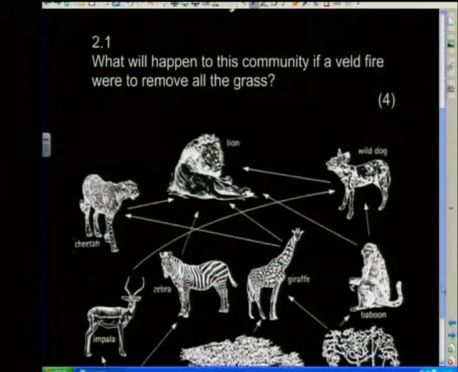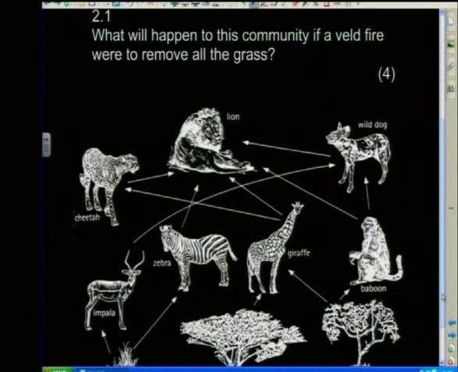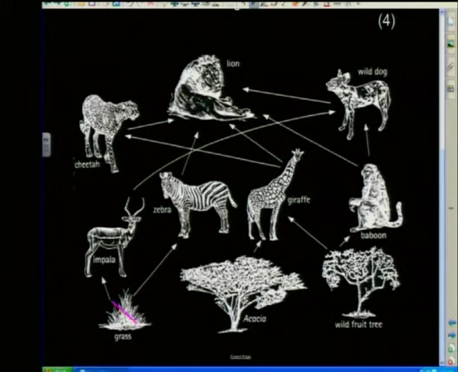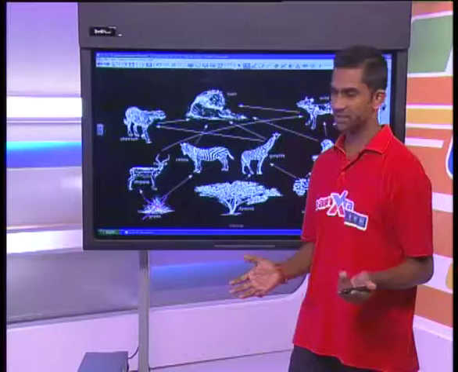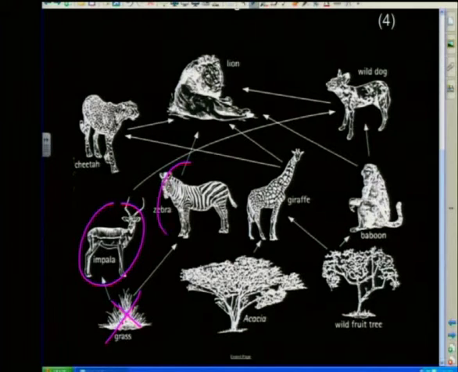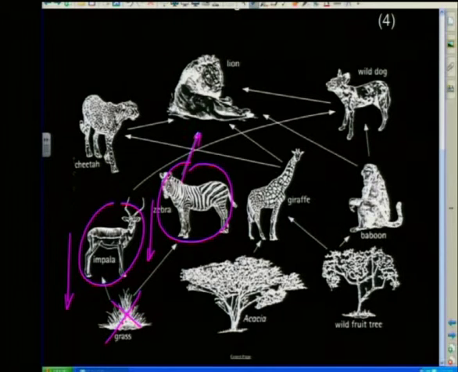And finally, what will happen to this community if a veld fire were to remove all the grass? Again, if we had a veld fire and that removed all the grass, it would directly affect the impala and zebras, as these organisms rely on the grass for their food. Their numbers would decrease, and as their numbers decrease, they would affect the lion population as well as probably the cheetah population as well.